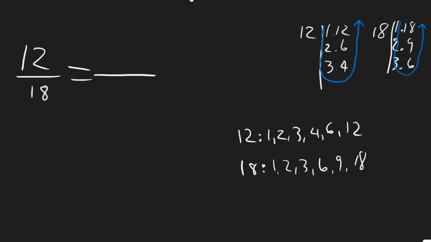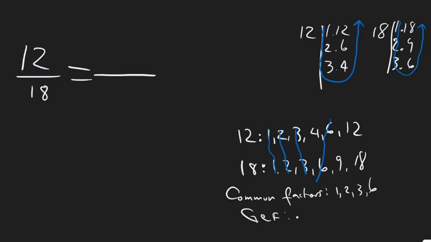Step number 3. So what we're going to do, we're going to find the common factors. We get a 1 here. That's 1. We get 2, common factors. 3, common factors. 4, no. 6, common factors. There you go. So once we get those common factors, they are 1, 2, 3, and 6. 4 of them. And what is the GCF, guys? The greatest common factor is 6 again.